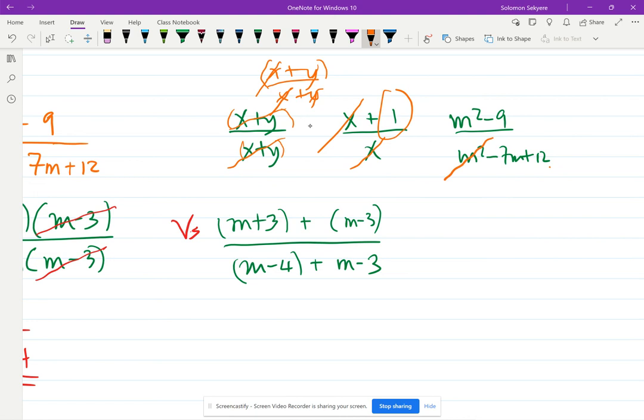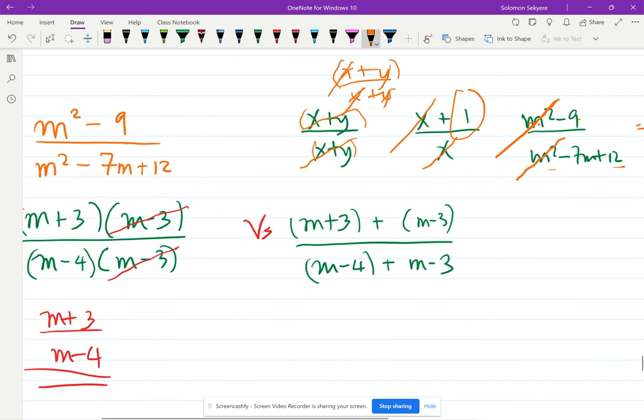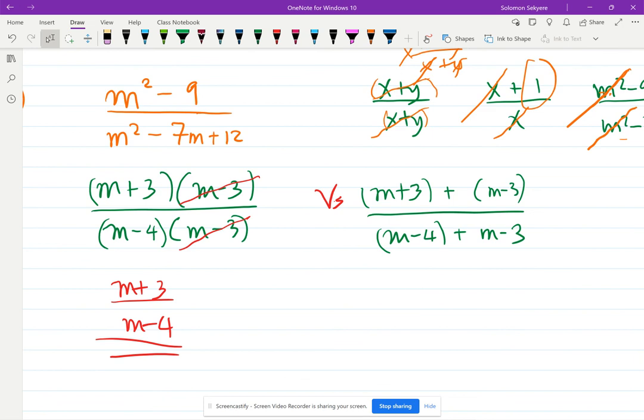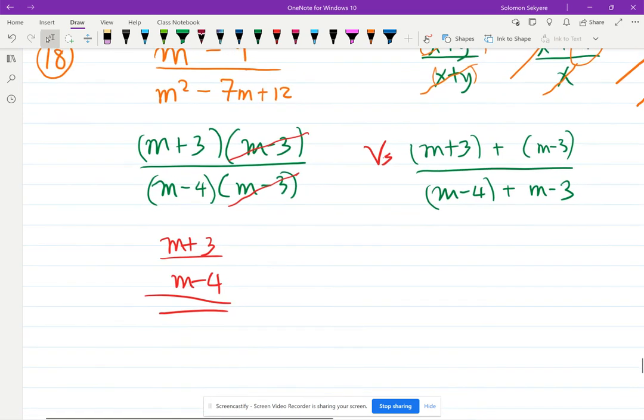You cannot say that the m squares divide, and then you are left with minus 9 over minus 7m plus 12. Okay, because these are two terms, these are three terms here. You cannot just pick these and just divide by the m squared and then say that's the answer. You don't do that. So be careful, okay, when you have plus or minus in between terms and constants. It creates different terms. Okay, what about this one?